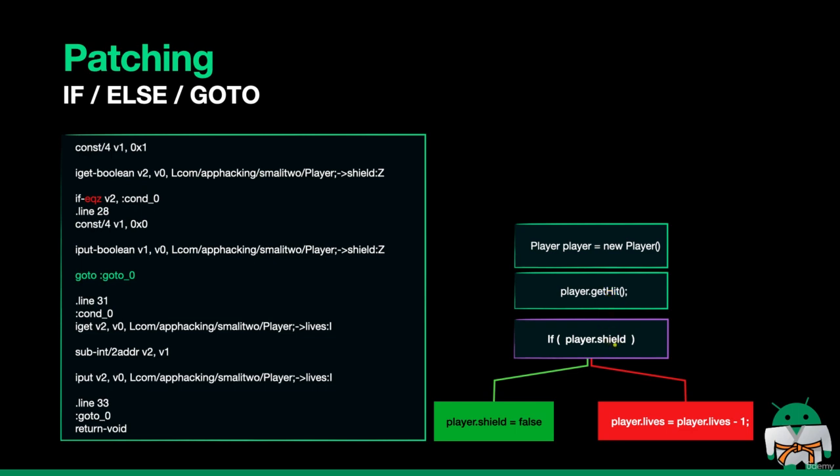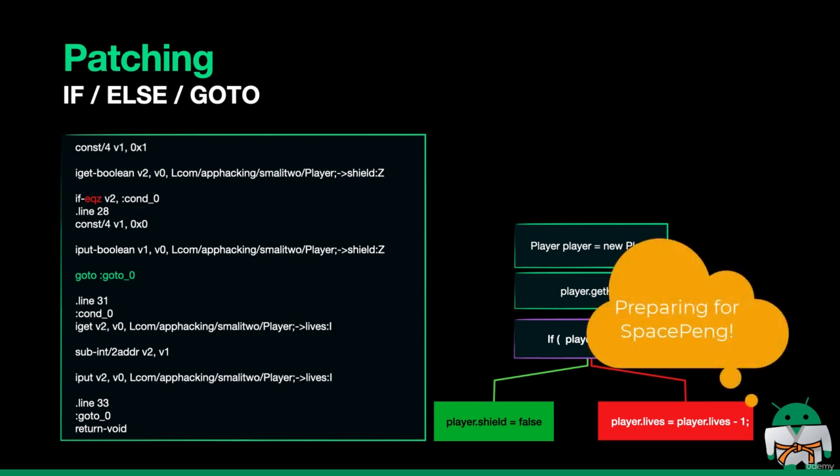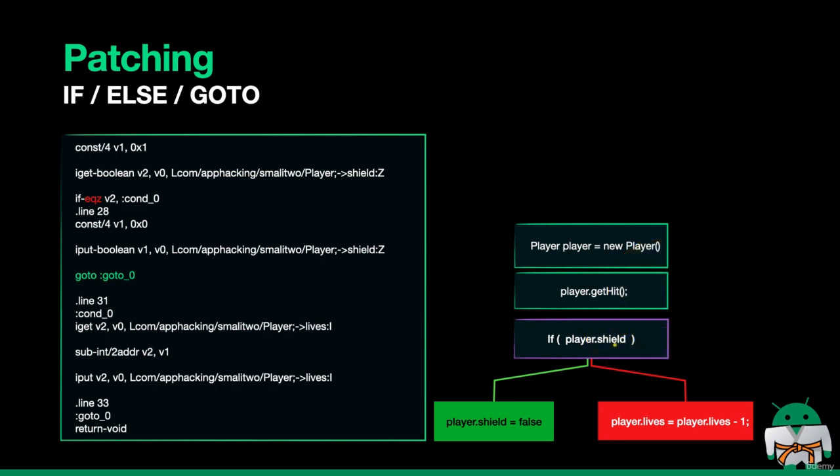You got a feeling what we are going to do in the next couple of videos? Yes, absolutely. So in this case our player has now a new instance field shield. And if the player has a shield and gets hit, the player doesn't lose a life, the shield gets removed. So player.shield is now false and we move on in our code. And in case we do not have a shield, so if player.shield is false, then the player loses 1 life and we also move on in our code. Alright? Okay, let's have a look at the Smali code.